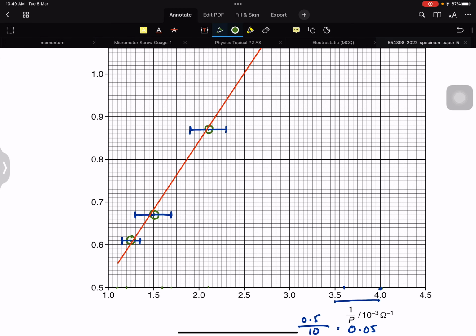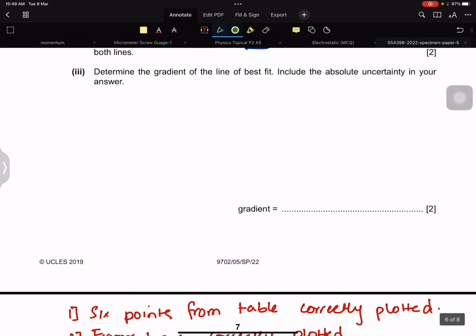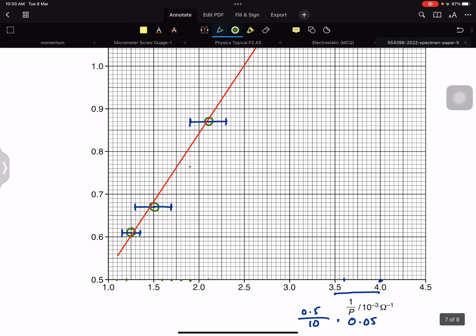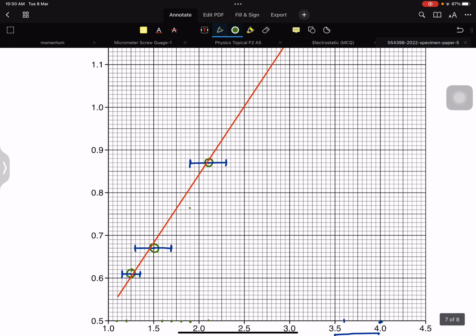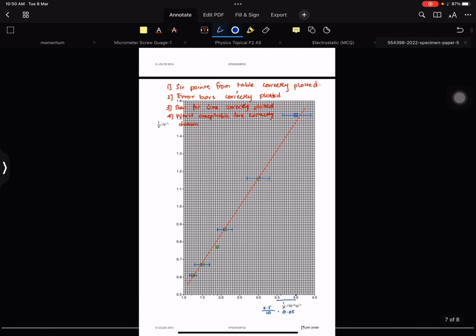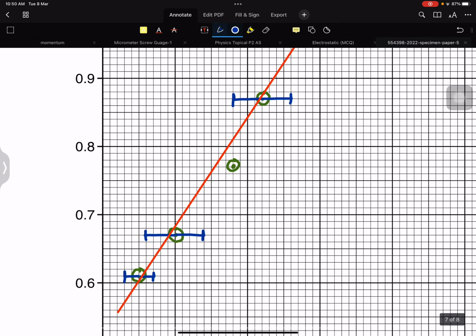So 1.8 was 1.5, 1.6, 1.7, 1.8, and it was somewhere, I believe, 0.69, almost 0.77. So 0.567. It should be right here. And the error bar that it has was somewhere around 0.2, so I'm going to draw that: 1, 2.